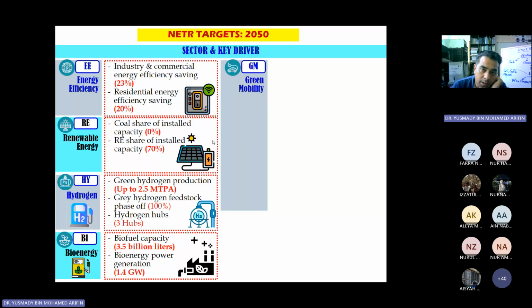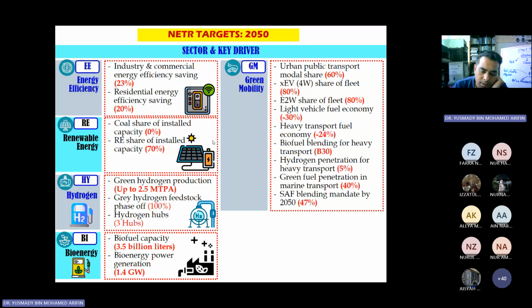Okay. For green mobility, ada banyak lah. Okay, you boleh baca lah kat sini. Public transport share 60%. XEV, EV stands for electric vehicle. X means additional electric vehicle. Okay. 4W means 4 wheel. Okay, increase to 80%. E2W stands for, tak ingat lah. Tapi 2W refers to two wheel. Maknanya electric two wheel vehicle. Contoh macam motor dan sebagainya lah.